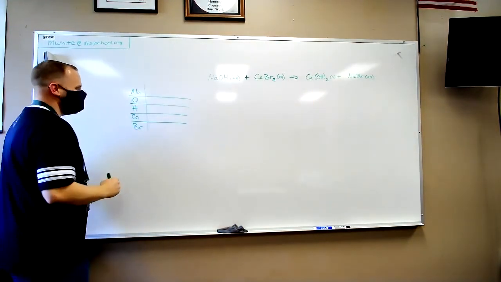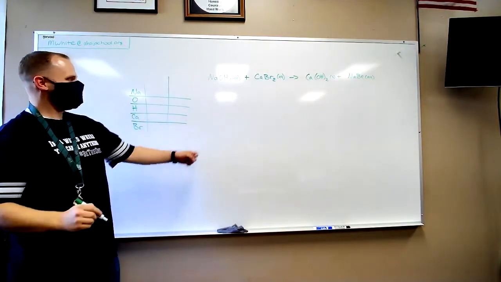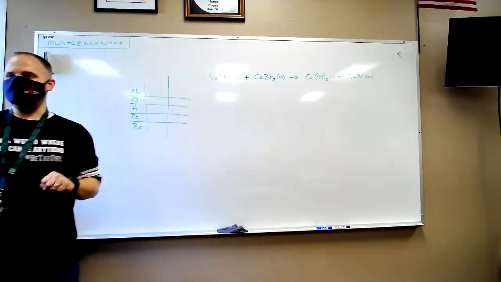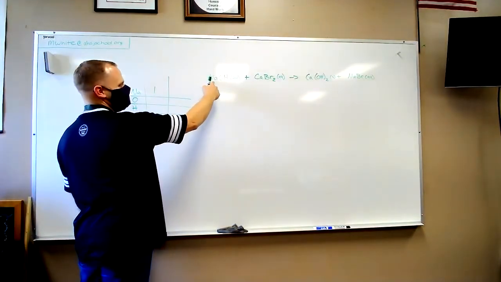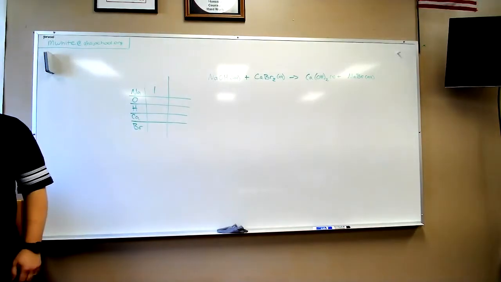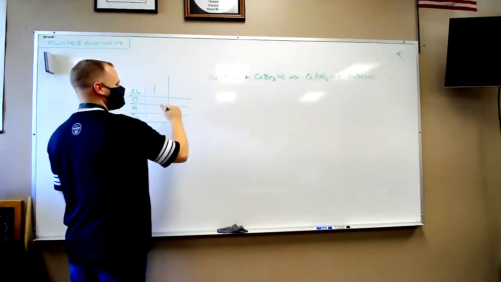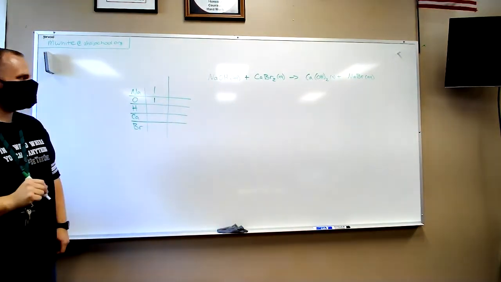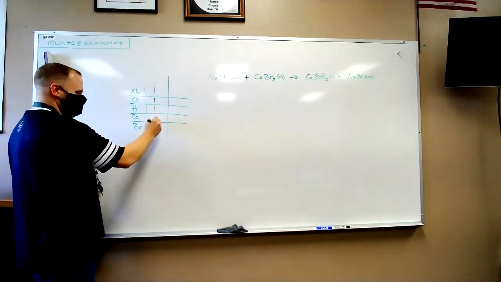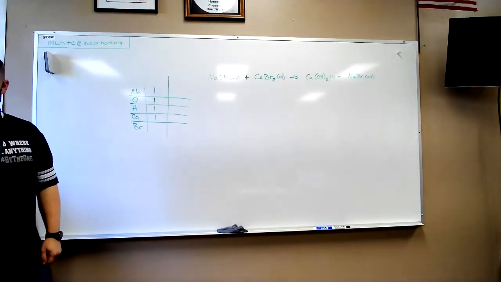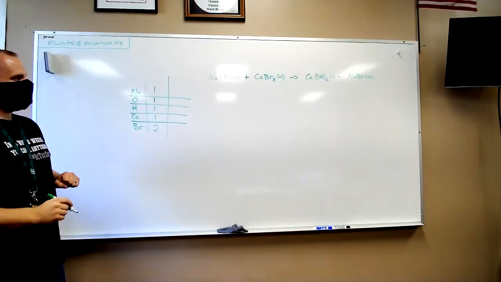So first, let's just count. On our reactant side, how many atoms of sodium do we have? 1. Okay, right there. How many atoms of oxygen do we have? 1. We have 1. It's right here. What about hydrogen? 1. Calcium? 1. And bromine? 2. This one we have 2 of. Okay, so we've gotten all of that for our reactants.